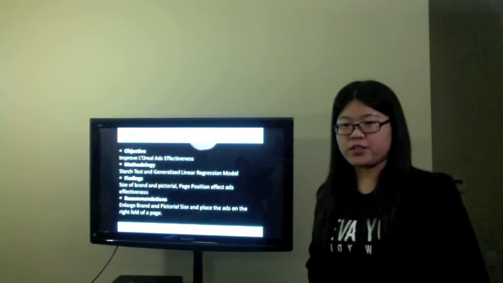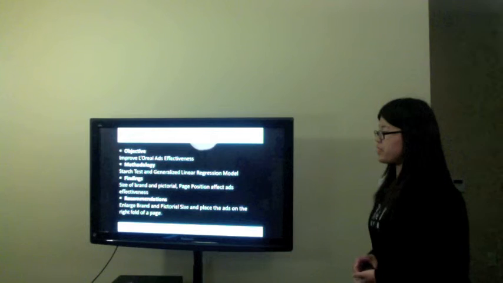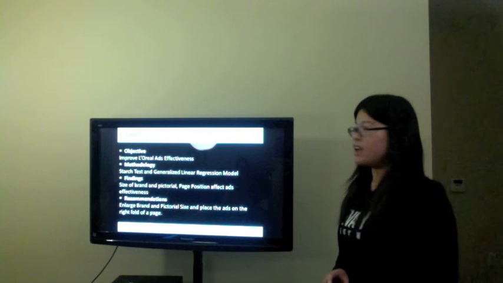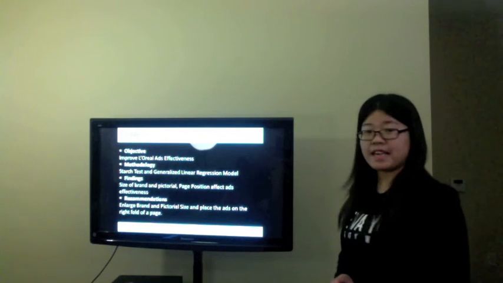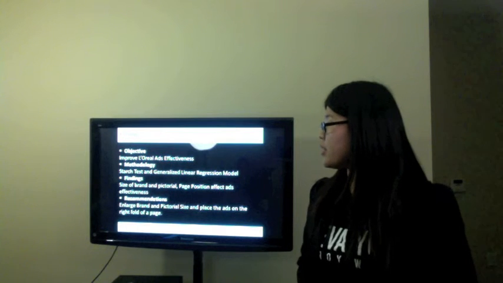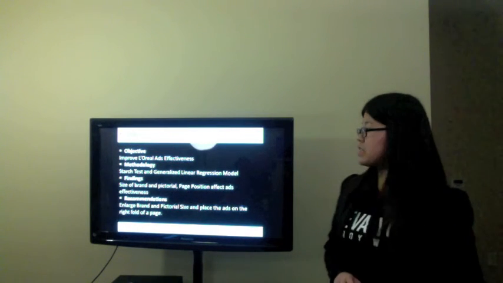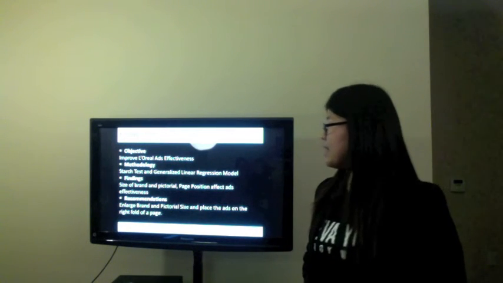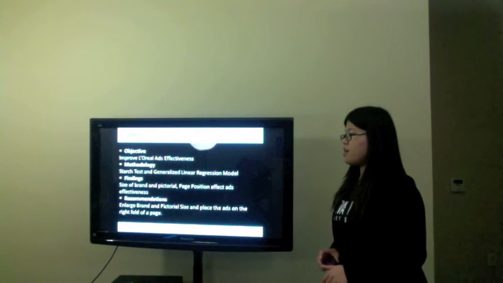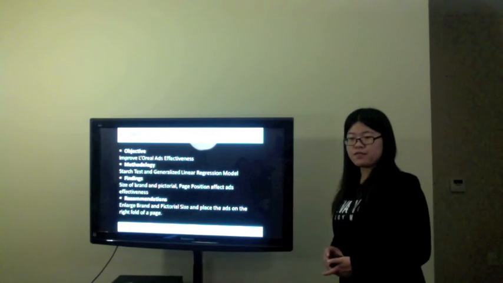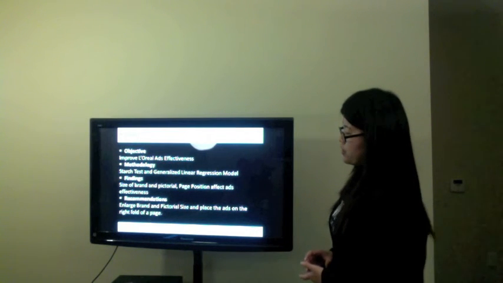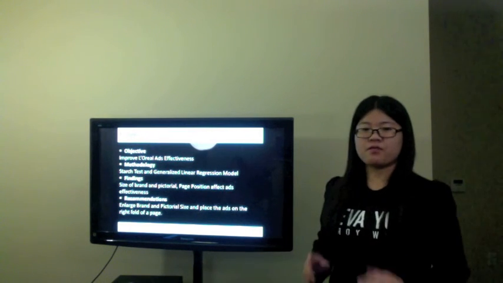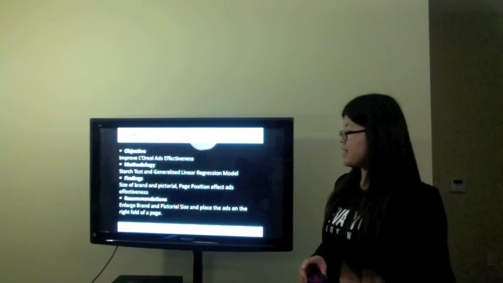Now is a summary to help you clarify the structure of this presentation. First, I introduced the problem and the objective of this project, which is to improve L'Oreal's ad effectiveness. And then we used the generalized linear regression model as the methodology to analyze the data. About the findings, we find that the sizes of brand and pictorial and page position all affect ad effectiveness. Accordingly, we produce several recommendations: enlarge brand and pictorial size and place the ads on the right side of the page to increase ad effectiveness.